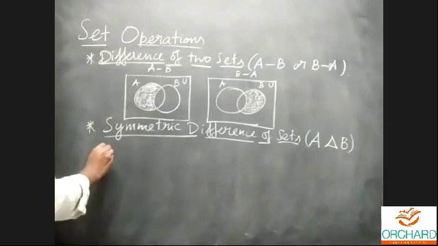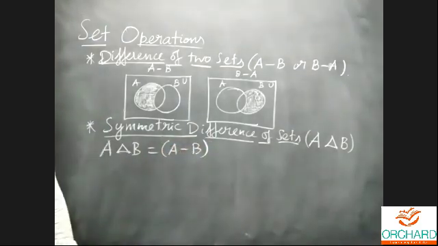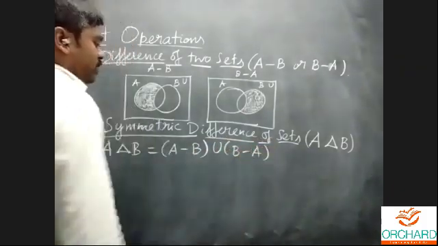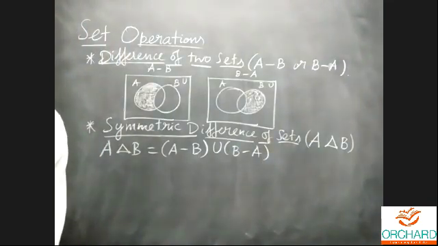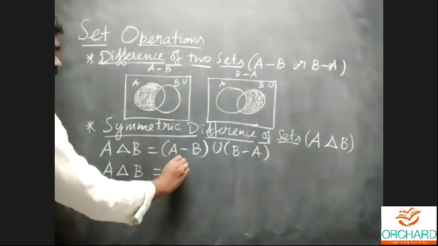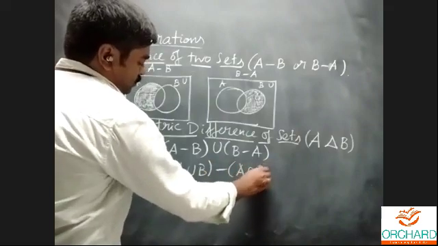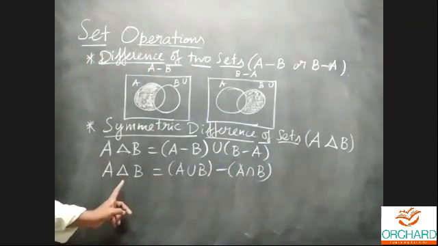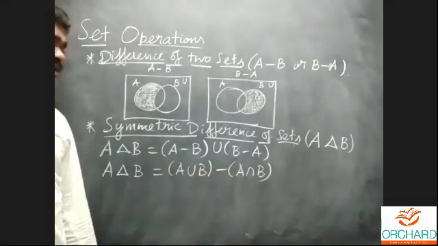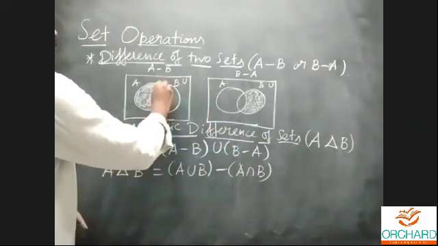The definition is that A symmetric difference B is equal to A difference B union B difference A. In the notes, they will give the other idea: A union B difference A intersection B. For the symmetric difference, we identify the difference between the two sets A and B, B and A, whose union, except the middle portion.